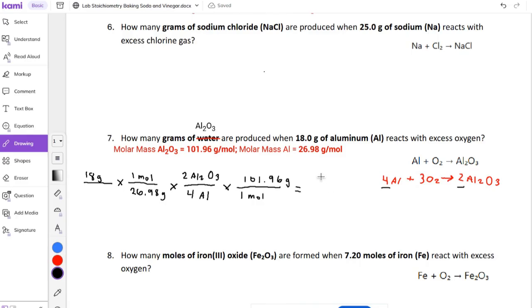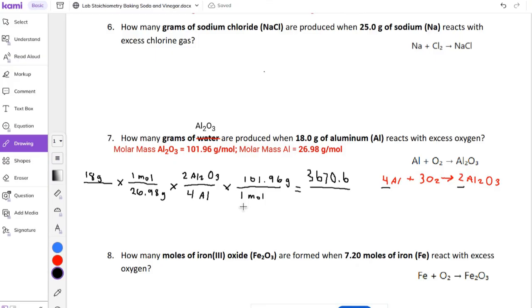All right, so now let me get rid of this drawing tool before I screw it up. And now it's just multiply everything on the top. 18 times 1 is 18. Times 2 is 36 times 101.96. So 18 times 2 is 36, 36 times 101.96 equals, I got 3,670.6. So I rounded it off to the 10th place. Divided by 26.98 times 4. That's it, because then times 1 doesn't do anything.